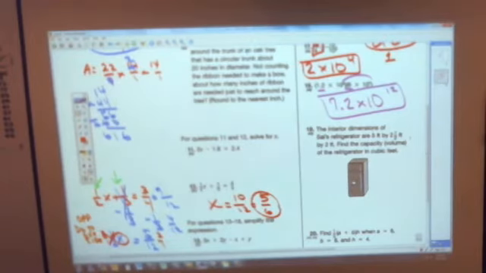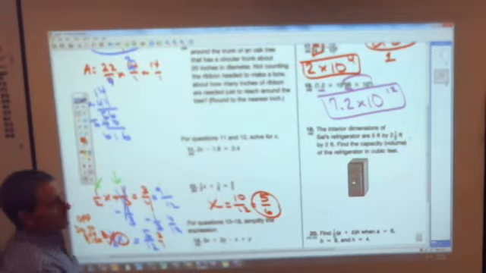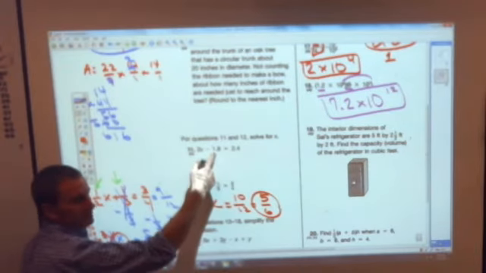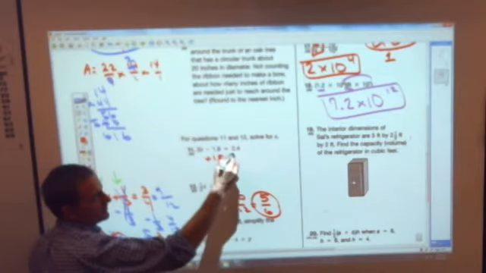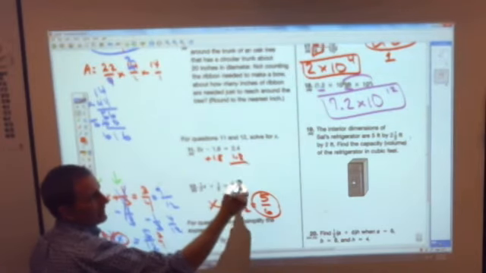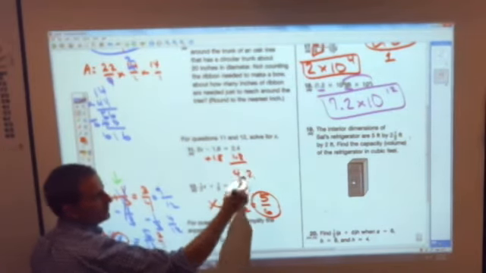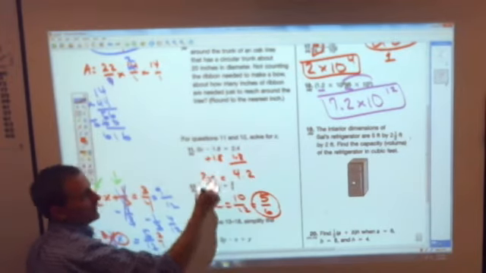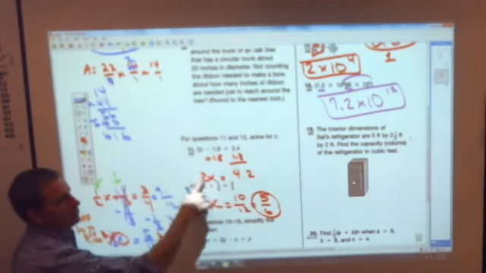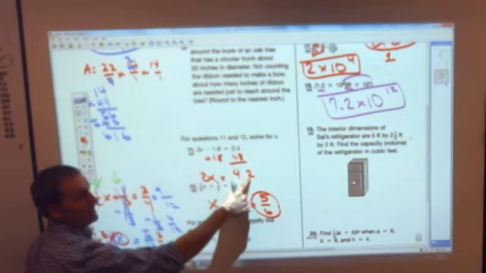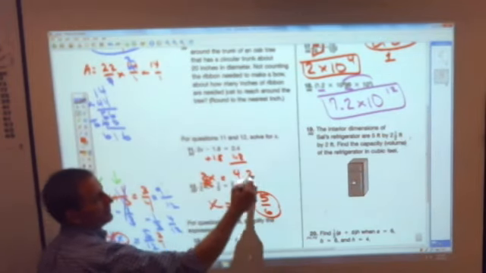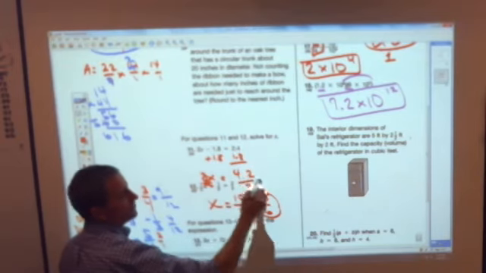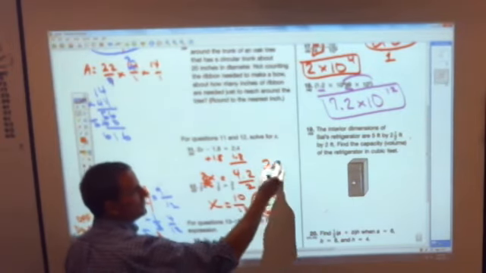We might as well do problem number 11 because it's the same spiel. Same equation, same thing. This time you do the opposite of subtracting 1.8. You have to add 1.8. If I add 1.8 to that, I get 4.2 equals 2x. 2 times x equals 4.2. The opposite of multiplying by 2 is to divide by 2. 4.2 divided by 2 is 2.1.